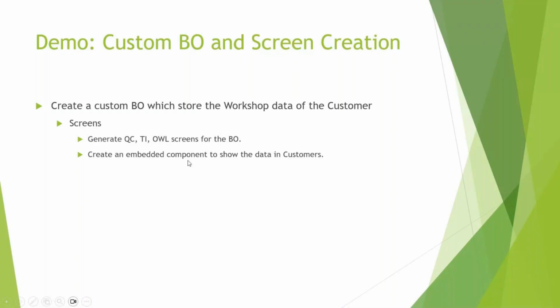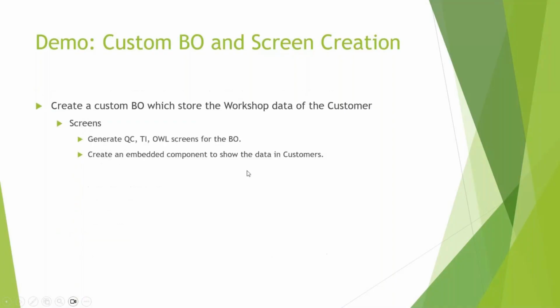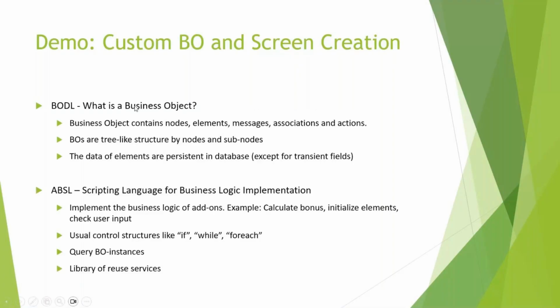Let's say we have a customer TI screen, right? There we want to show this workshop data. Like for this customer, these are the workshop data available. So we will just go through it and do it in the system. I have a limitation, I have not yet got the system, so I will just show it in the other sandbox which I have. So coming to the BODL, business object.